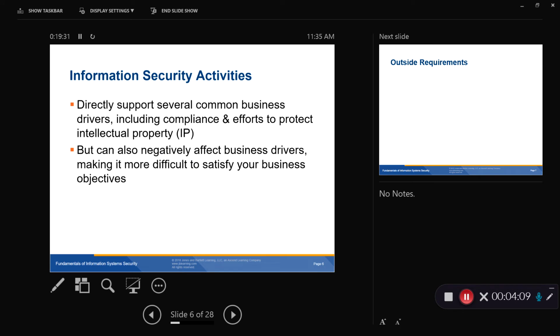Information security activities. These directly support several common business drivers, including compliance and efforts to protect intellectual property, or what we call IP. They can also negatively affect business drivers, making it more difficult to satisfy your business objectives.